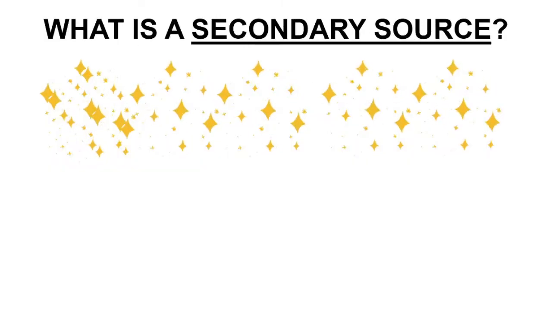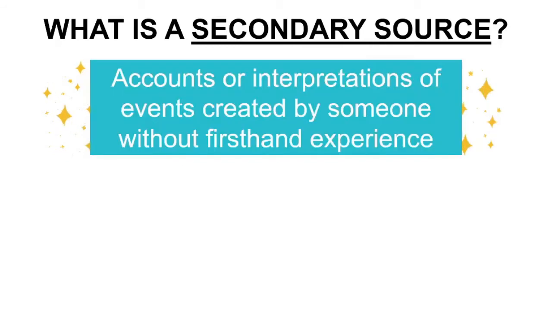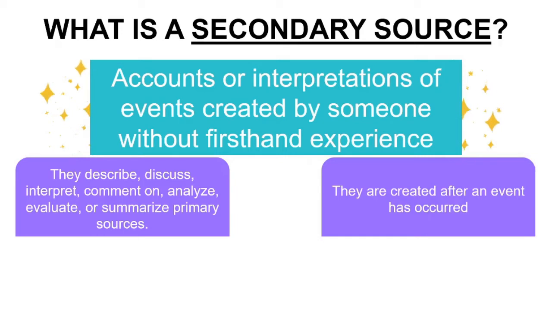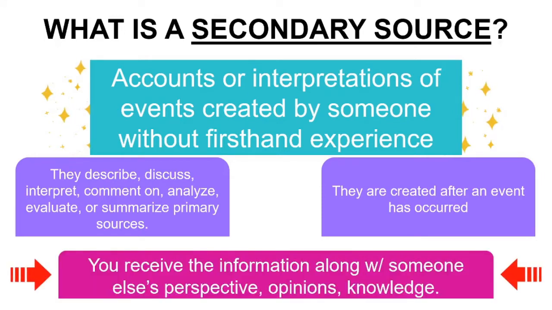So we talked about primary sources. Let's talk about secondary sources and how those are different. So what is a secondary source? A secondary source is an account or an interpretation of events that are created by someone without firsthand experience. They describe, discuss, interpret, comment on, analyze, evaluate, or summarize primary sources. They're created after an event has occurred. You need that time to be able to analyze and think about an event, and you need hindsight. The main benefit of using a secondary source is that you receive information along with someone else's perspective, opinions, and knowledge. That can be useful to you also.